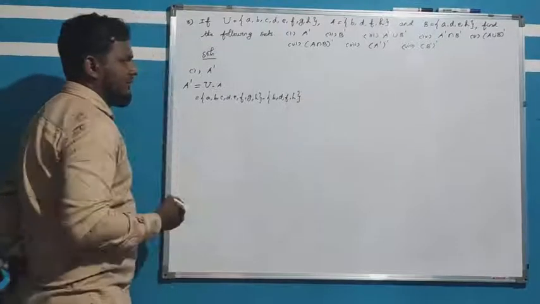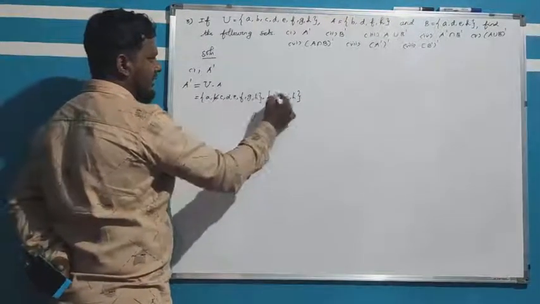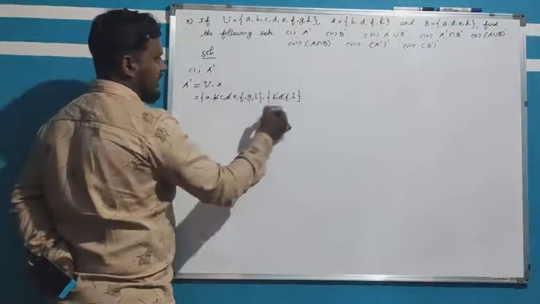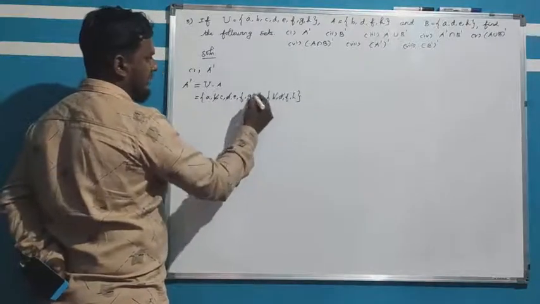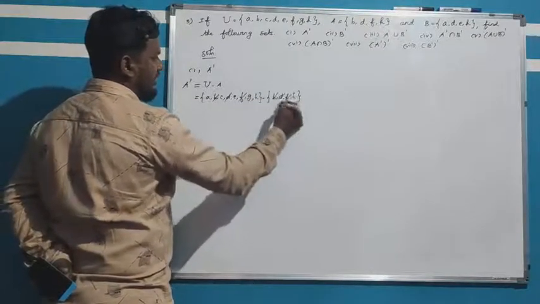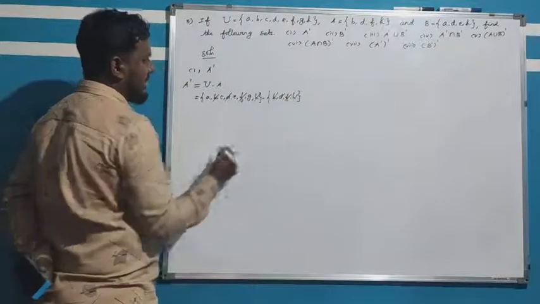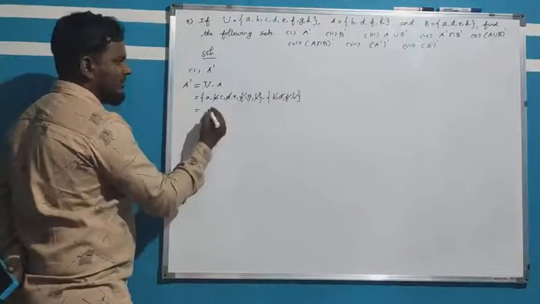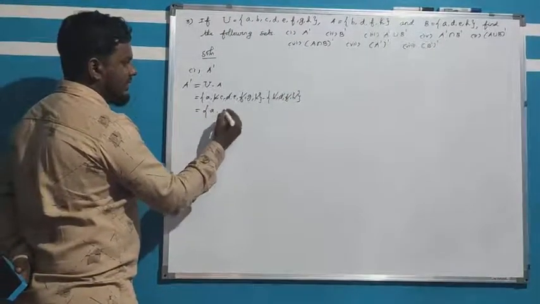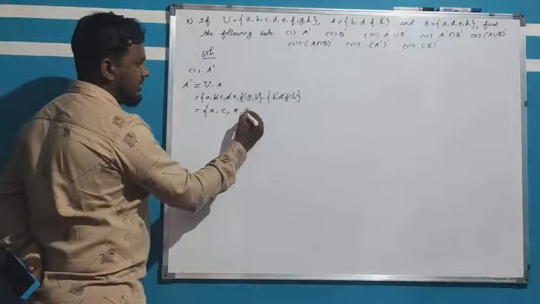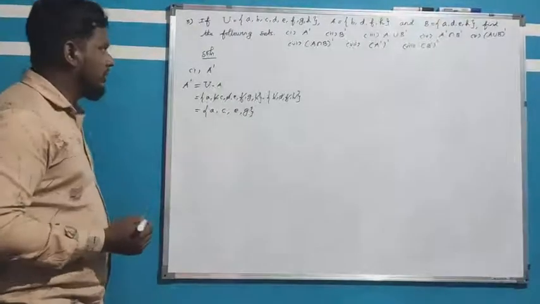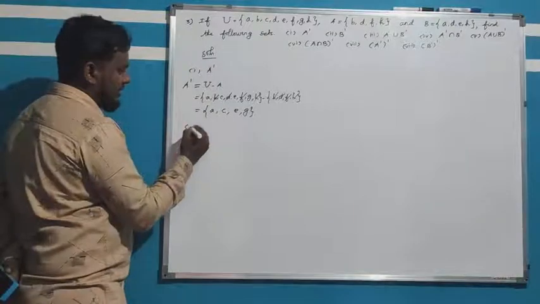So B, B we can delete and D, D we can cancel. Then F, F also we can cancel, then H, H also we can cancel. Balance in first set, so what is it? A, C, E, G. Now next you can find what is the B dash.